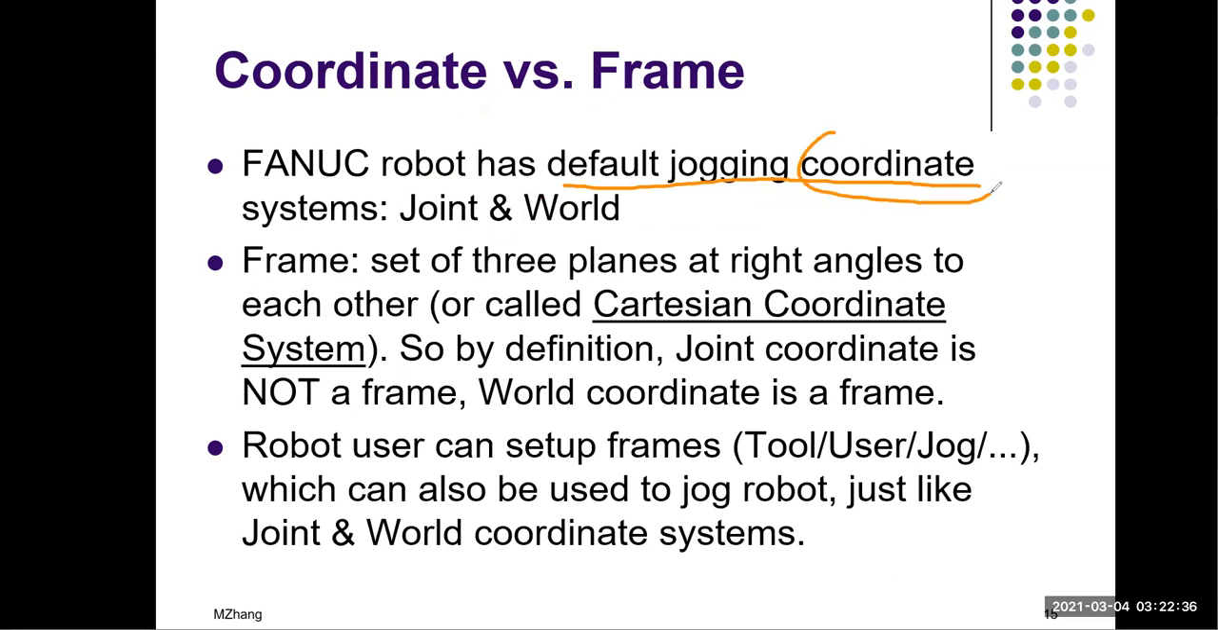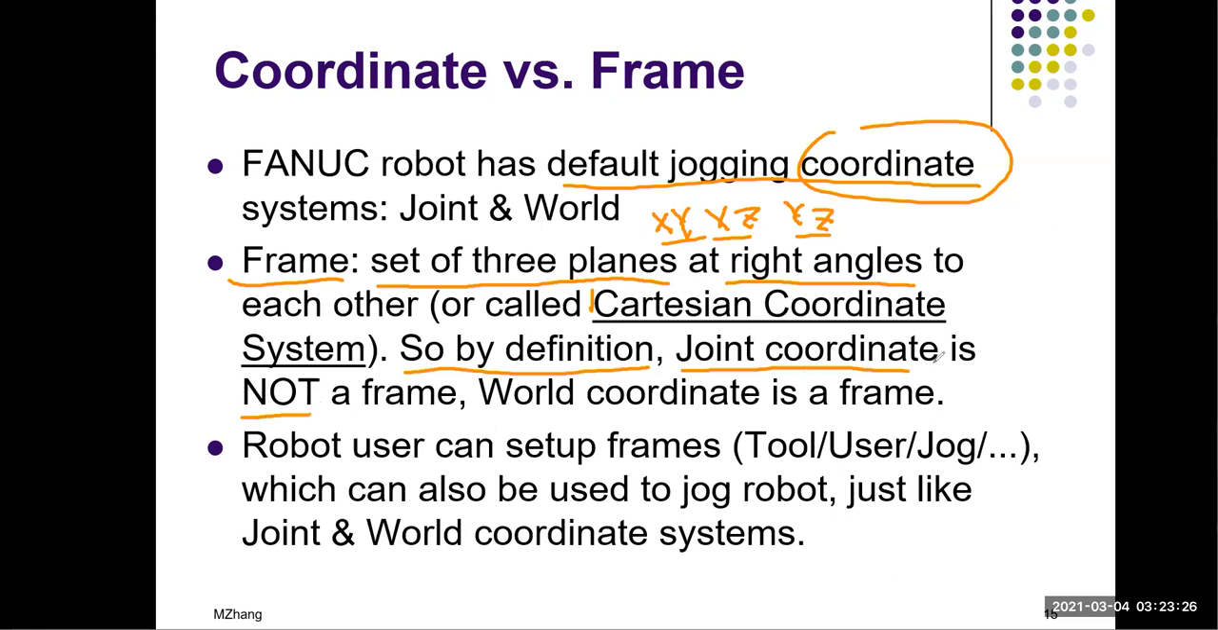So that's the term we use: coordinates. And frame, strictly speaking, is defined as a set of three planes: the XY plane, XZ plane, and YZ plane. Every two dimensions give you a plane. If those three planes are at 90 degrees to each other, it is called a frame, or Cartesian coordinate system. By this definition, the joint coordinate we learned before is not a frame.